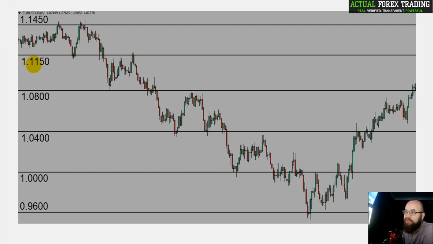We have 111.50 here. Same sort of thing, a reaction. As price reaches this area, we have support, and it comes up. Price reaches this area, we have resistance, and it comes down. So support is always below current price. It makes a bearish move become bullish.